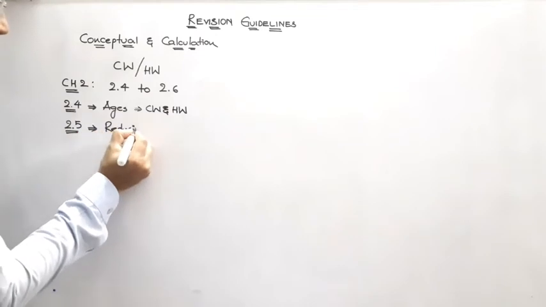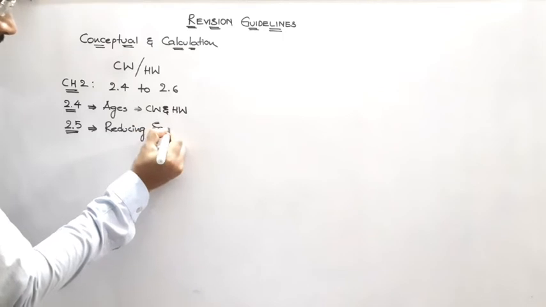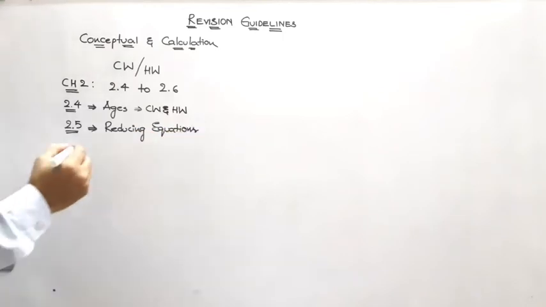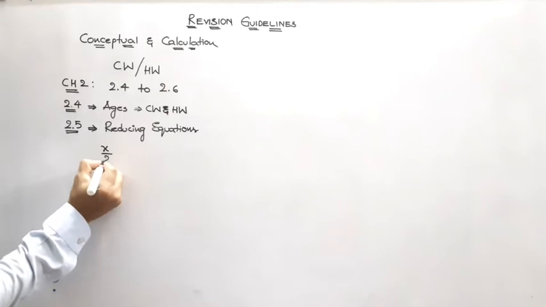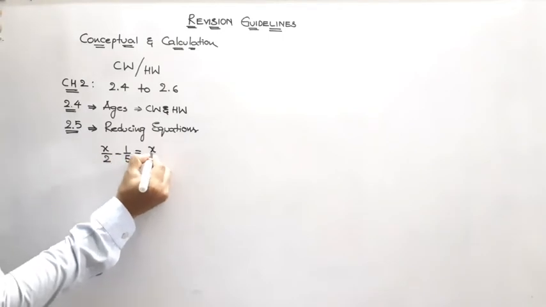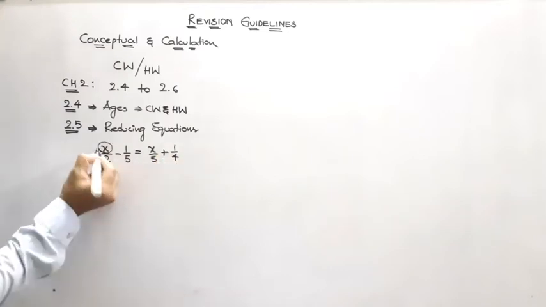And the other thing is, next in 2.5 we have the concept of reducing equations. That means solving linear equations, reducing equations. So simply they'll give the relations like x minus 2, x by 2 minus 1 by 5 is equal to x by 3 plus 1 by 4. Hence we have to find the value of x.